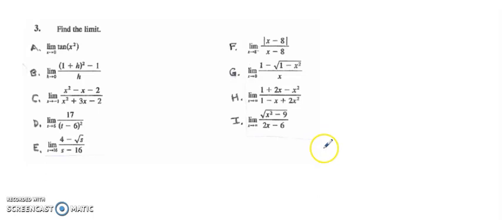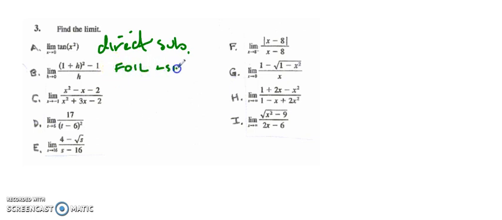All right, this is section or problem 3 asking you to find the limit. And what I'm going to do in this video is give you some hints on how to approach these. Problem A is not too bad. You can just use direct substitution here. Problem B, you're going to want to FOIL out the numerator and simplify. And once you simplify, you will be able to use direct substitution. Let's see, for problem C, I believe you can just use direct substitution.